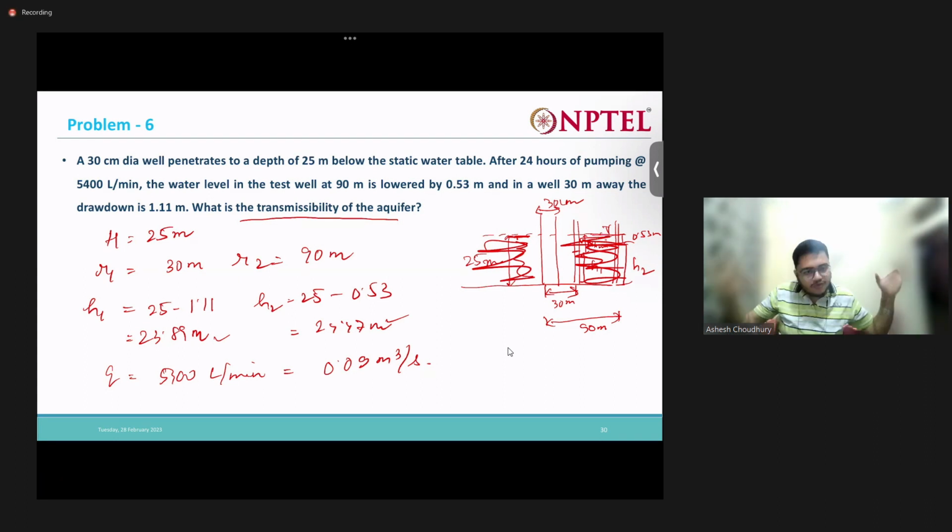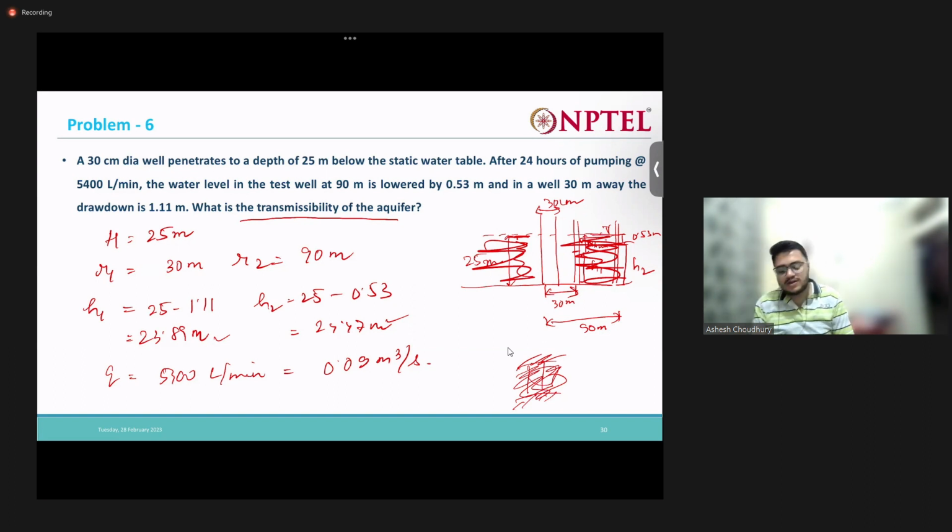Unconfined aquifer means from all sides my water can enter, that's why it's unconfined. Confined aquifer means the top is impervious, the ground is impervious and in the center the water is there. Water can be stored. This is known as a confined aquifer. Now our case is an unconfined aquifer.